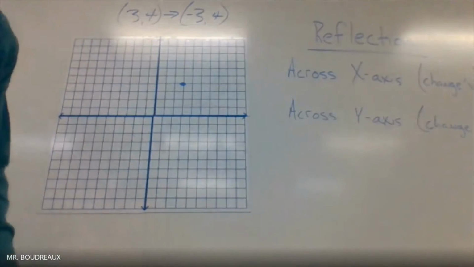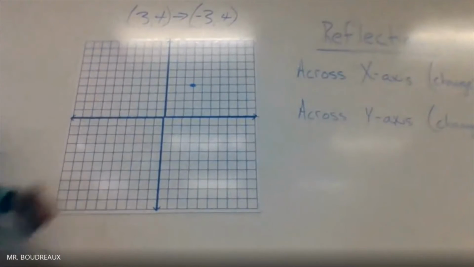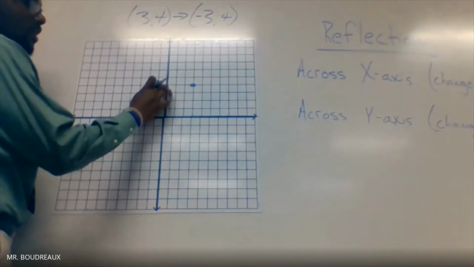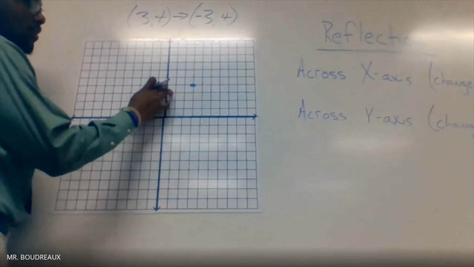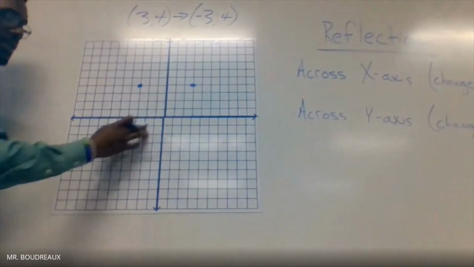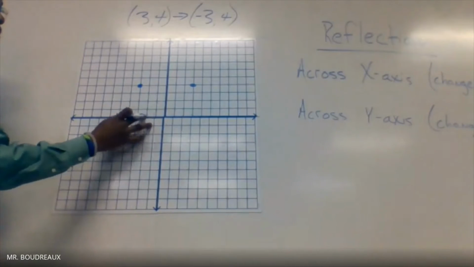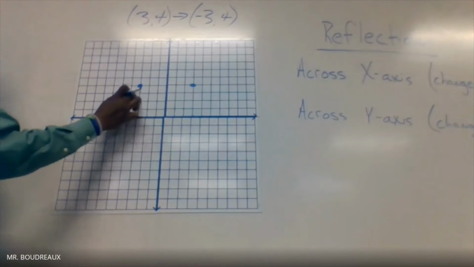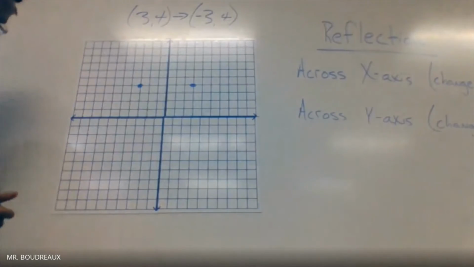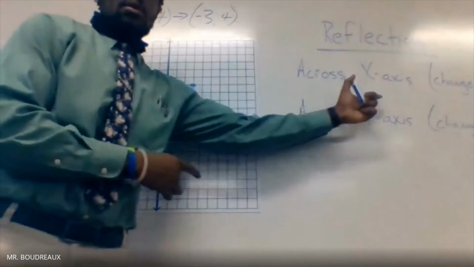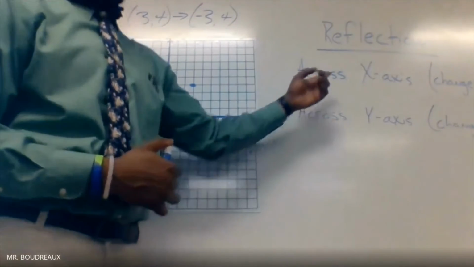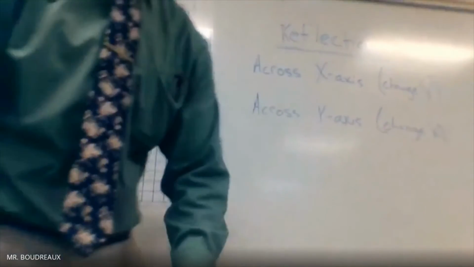All right, now let's see it on graph paper. If I come on the y and I have to go over 1, 2, 3, that means on this side I'm going to come over 1, 2, 3, and that's my point. Now let's get the ordered pair for this point. 1, 2, 3 to the left, up 1, 2, 3, 4. So -3, 4. So if you learn the rules, then you know how to apply it on the graph paper. Across the x, change the y. Across the y, change the x.